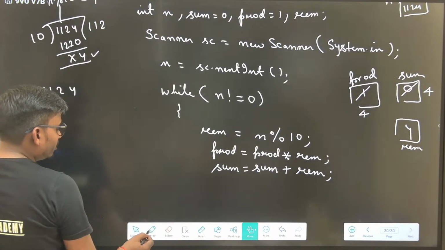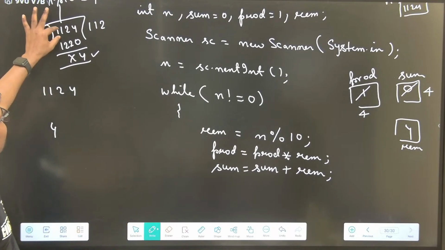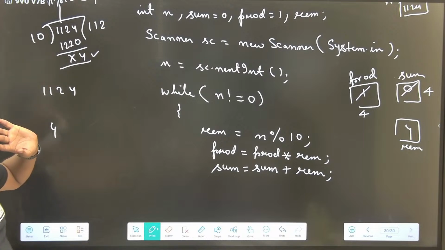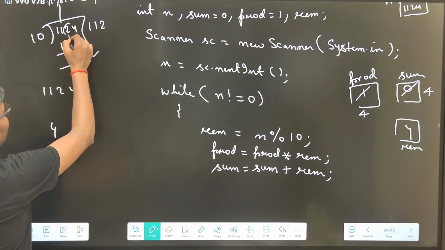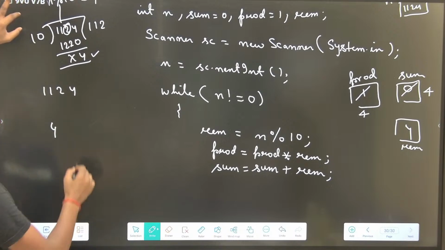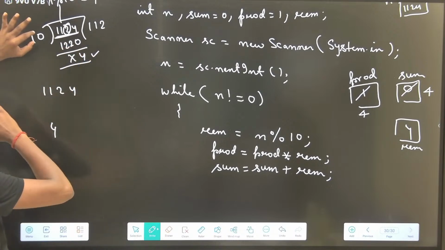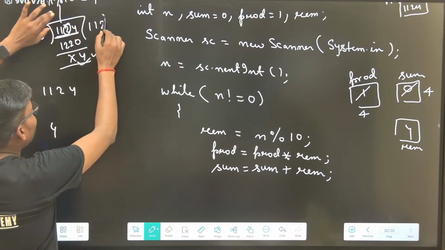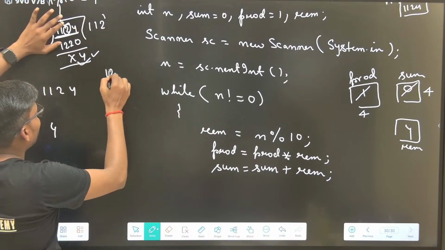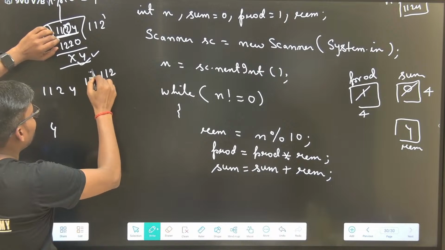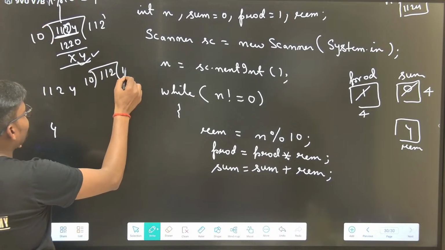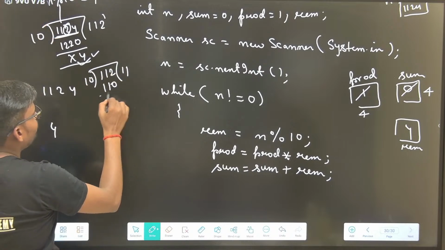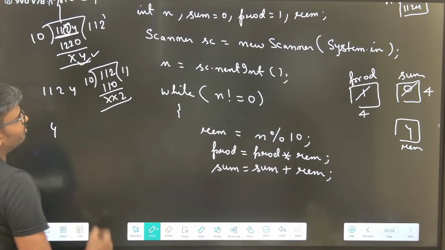Next, what we'll do, so we got from 1124 the last digit. Now we want the next digit. Next digit is 2. That means first we divided the original number, we got the last digit. Next, we will divide this quotient, the quotient that we got from the last division. Again, we will divide this, so we'll get 112, and we'll get 2 as a remainder.